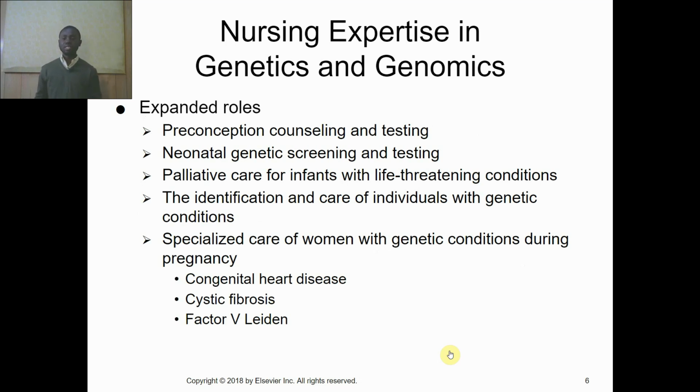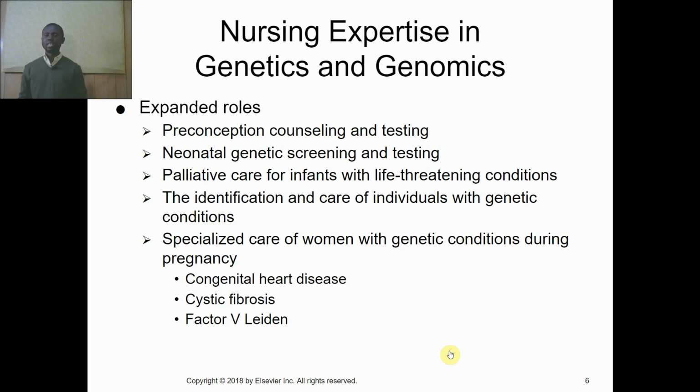As advancements continue, nurses are assuming an expanded role in areas such as preconception counseling and testing. That is where you give counseling to couples who are ready to start reproduction or to start having babies, to determine their genetic risk and how to be able to avert any genetic disorders in their infants.